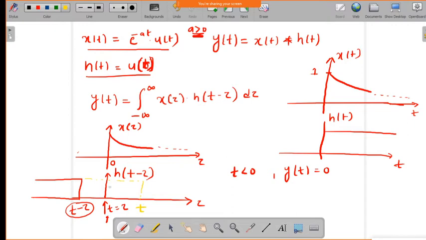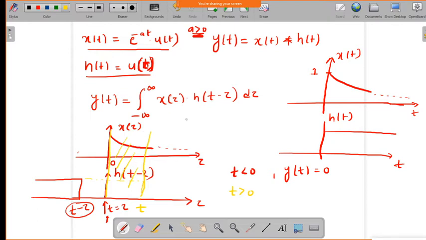That means whenever t becomes greater than 0, then you will get the overlapping region. Up to where? Only between 0 to t, because whatever the region there between 0 to t, only there will the convolution region exist. So you have to take into consideration the limit from 0 to the value t, and evaluate the convolution integral.